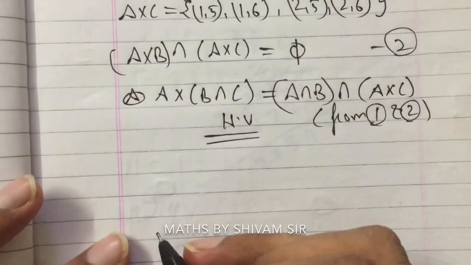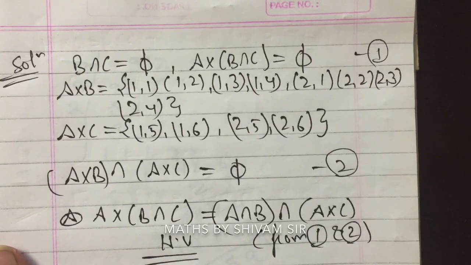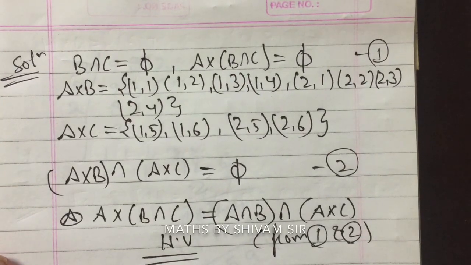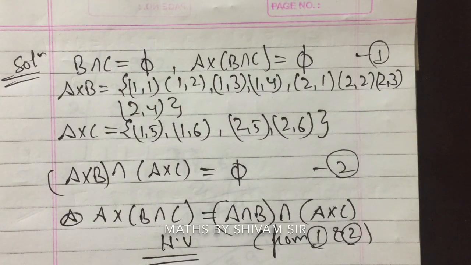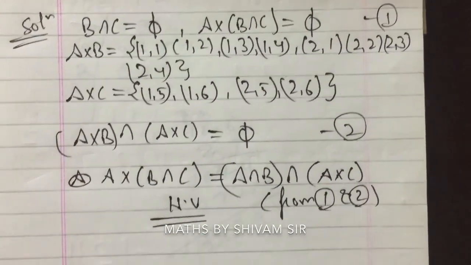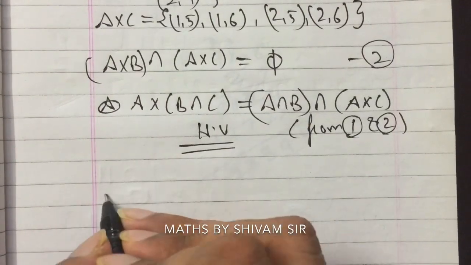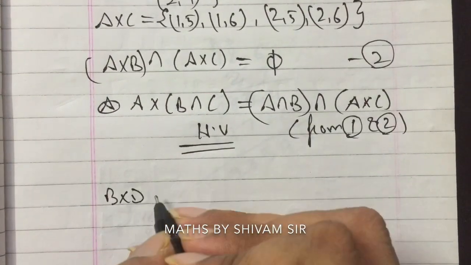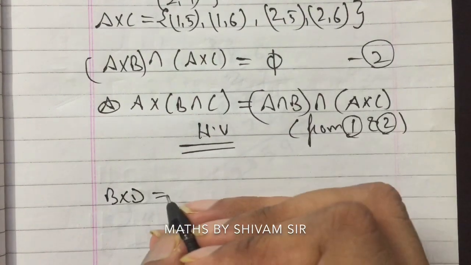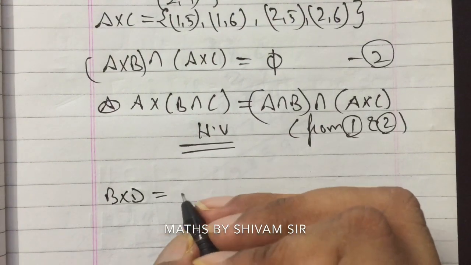Next, second part we have. So if you want, you can pause the video and write it down. So second part we have A cross C is a subset of B cross D. So A cross C is this. Now first find out B cross D. So A cross C we have already determined. So B cross D, let's find out. So B has 1, 2, 3, 4 and D has 5, 6, 7, 8.